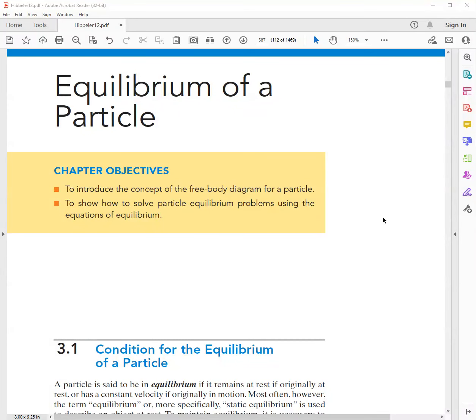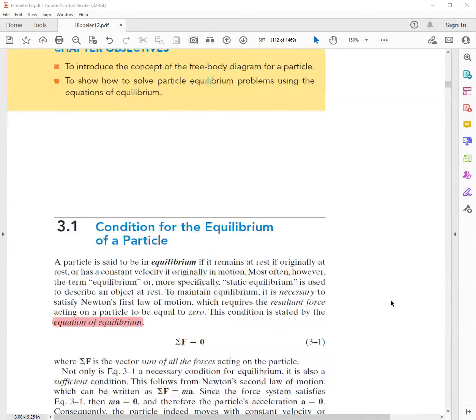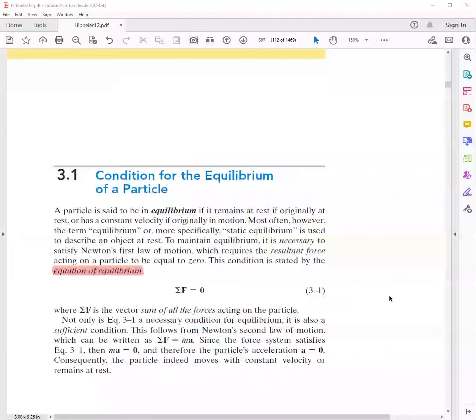All right, chapter 3, equilibrium of a particle. We're going to look at particles or systems of forces that are concurrent to a point in 2 dimensions and in 3 dimensions. In both cases, the equilibrium condition is for the vector sum of the forces to be zero.